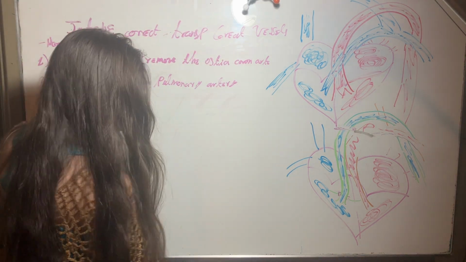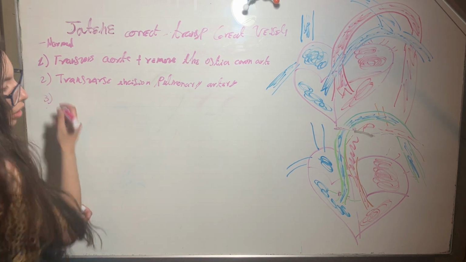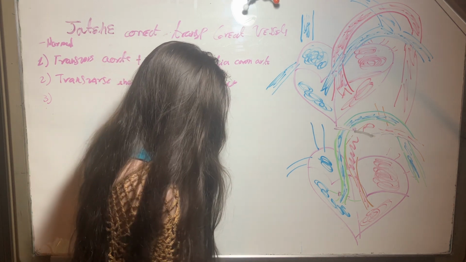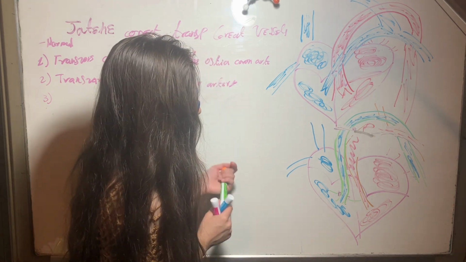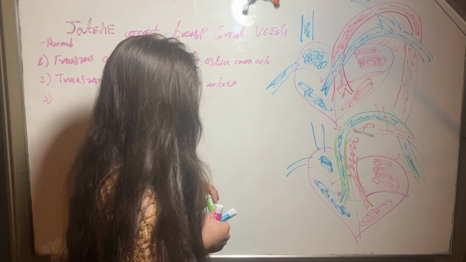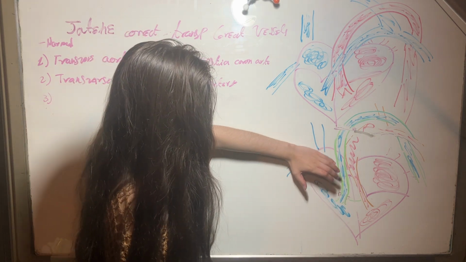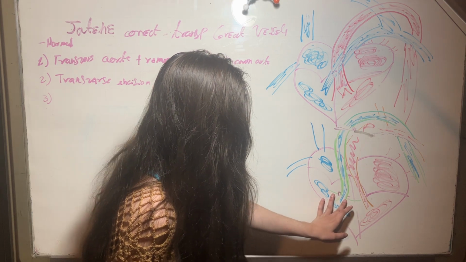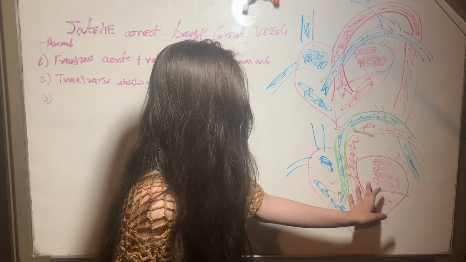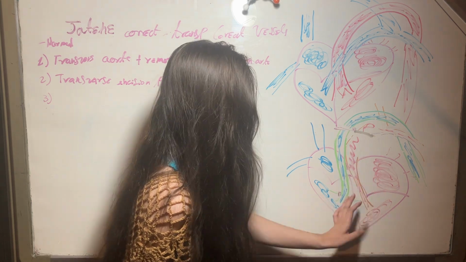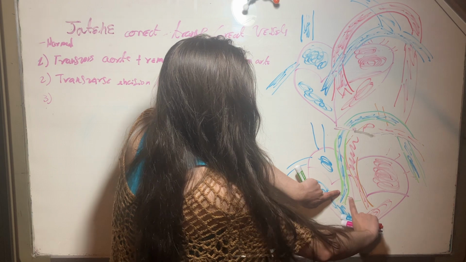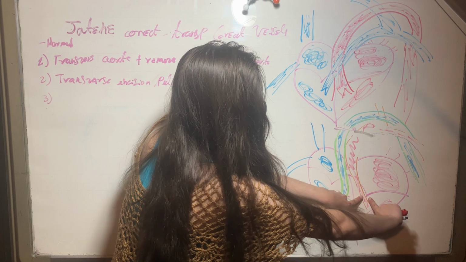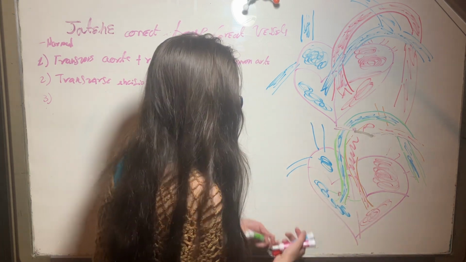Now the next step is, now we have a cut here, and we separate the coronary arteries from the proximal aorta. Now we are going to suture the coronary arteries to the proximal pulmonary artery. So instead of arising from the proximal aorta, they are going to arise from here, from the proximal pulmonary artery.